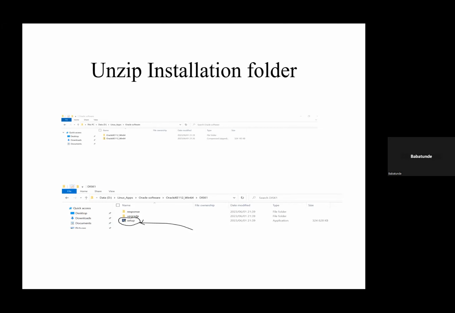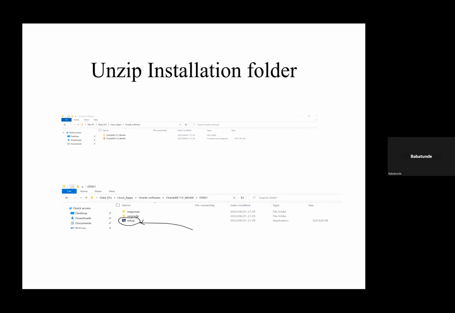Okay, you see the response, you see the upgrade, and you see the setup. In case some people have Oracle Express 11 release 1 and want to upgrade it to release 2, that is when they click upgrade, and there will be an installation, a DBCA file there. Then you can actually upgrade it. But we do not need that.